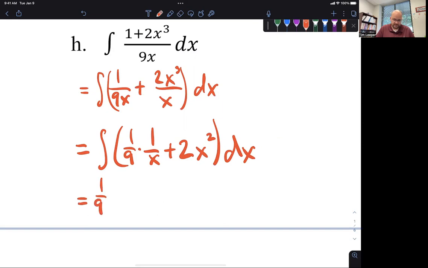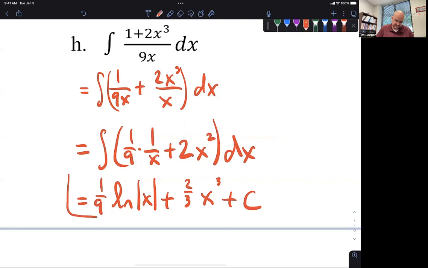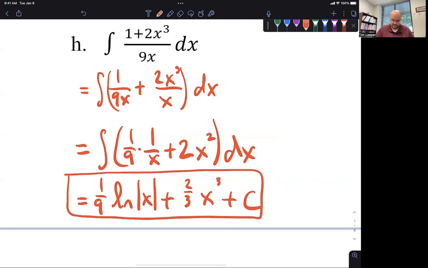So we have 1 over 9. The antiderivative of 1 over x is the natural log of the absolute value of x, plus, and then for the 2x squared, add 1 to the exponent. X squared becomes x cubed. And then do the division. 2 divided by 3 is 2/3. So that's 2/3 x cubed there, with a plus c at the end. And there you go. That's H.